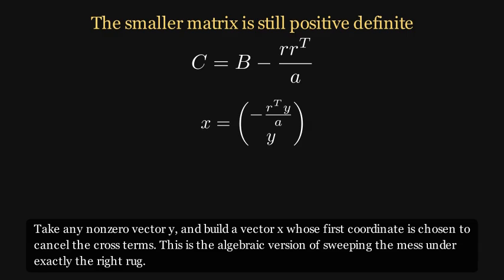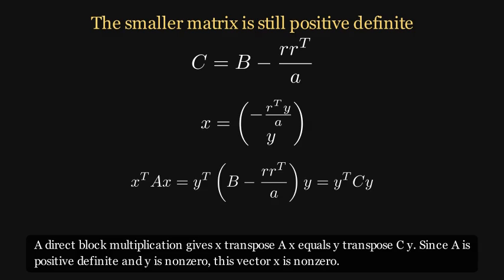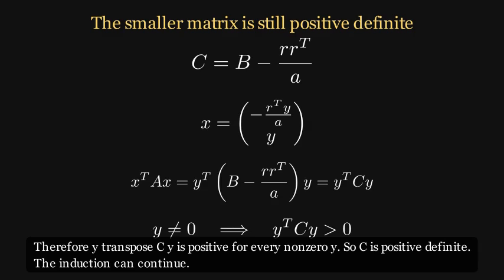Take any non-zero vector y, and build a vector x whose first coordinate is chosen to cancel the cross terms. This is the algebraic version of sweeping the mess under exactly the right rug. A direct block multiplication gives x transpose AX equals y transpose CY. Since A is positive definite and y is non-zero, this vector x is non-zero. Therefore y transpose CY is positive for every non-zero y. So C is positive definite. The induction can continue.